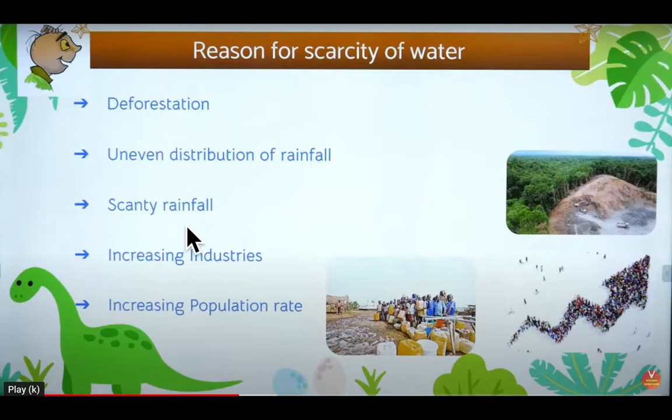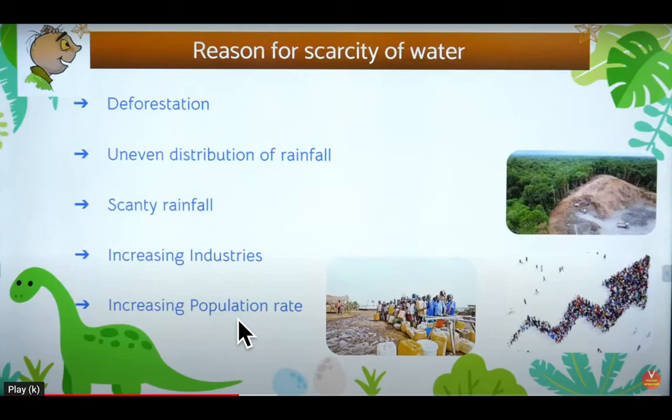Then scanty rainfall. In a few areas there are floods. Then increasing industries. We are increasing industries, so the demand for water is more, so we are having a shortage of water. Another, and the most important, factor is the increasing population rate. The population is increasing, but our resources like water and minerals are not increasing. So a sufficient amount of water is not there for the increasing population.